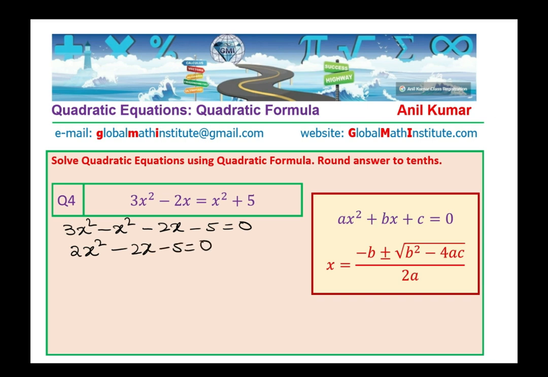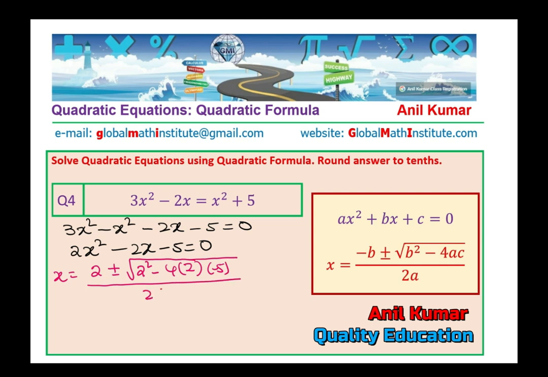Now we'll apply the formula. x equals minus b, minus of minus 2 means 2, right? Plus minus square root of b squared, so 2 squared, minus 4 times 2 times minus 5, correct. And then divide by 2 times 2. So that gives you 2 plus and minus square root of 4. And see, minus 4ac, right? So minus and minus becomes plus, and it is 4 times 2, 8, 8 times 5, 40, but with a positive sign. You get the whole idea, plus 4.